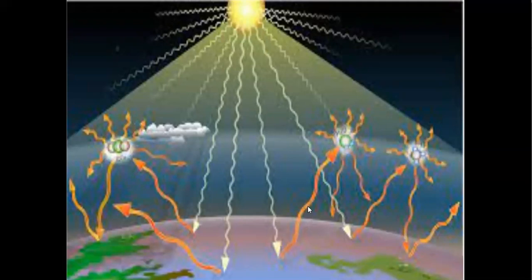So the radiated back heat is absorbed by these greenhouse gases. The solar radiation which comes from the sun is not captured by any greenhouse gases due to its high energy, and the radiated back heat energy is absorbed by the greenhouse gases due to its lesser energy. So the greenhouse gases are such gases which absorb the heat energy from the rays which are radiated back from the earth's surface.